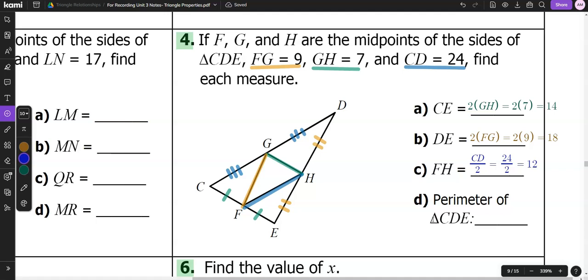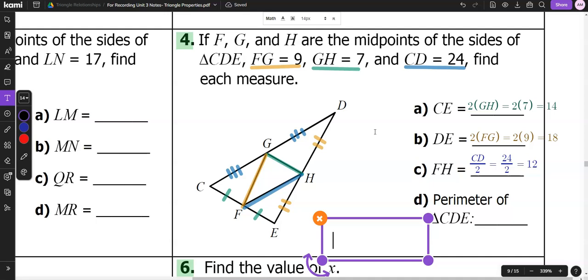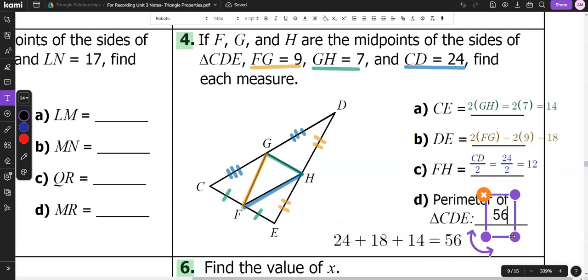So for the perimeter of triangle CDE, we need CD, which is 24, CE, which is 14, and DE, which is 18. So 24 plus 18 plus 14 is 56. And they didn't give me units, so I don't have to do units. I'd recommend that you pause here and make sure you got all this information copied.